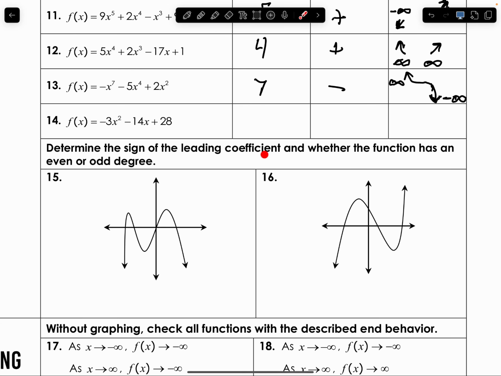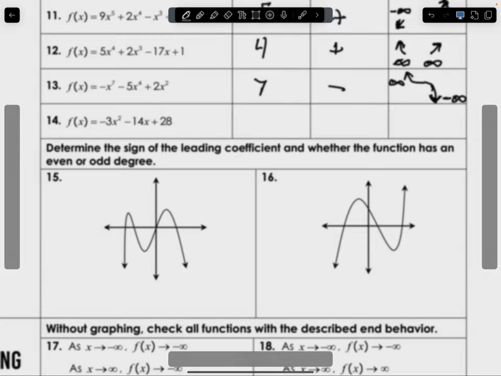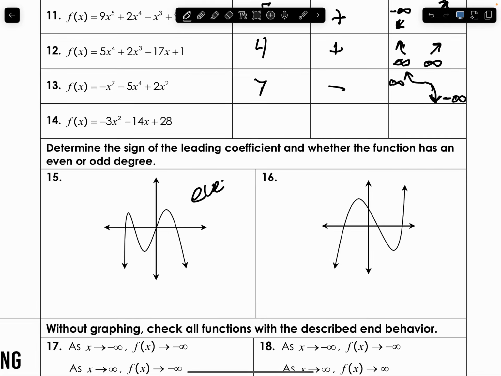Okay. Determine the sign of the leading coefficient and whether the function has an even or odd degree. Okay, is it negative or positive, and whether the function has an even or odd degree. Well, we can see both going in one direction, so we know that this is an even function for sure, because they're both going down or both going up.